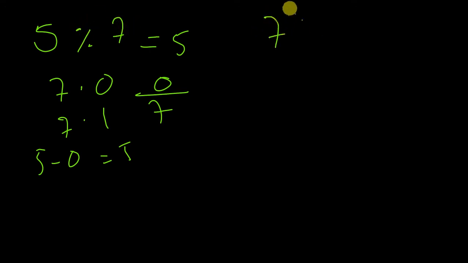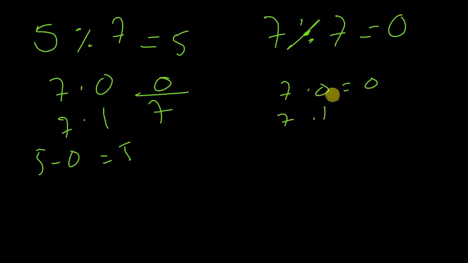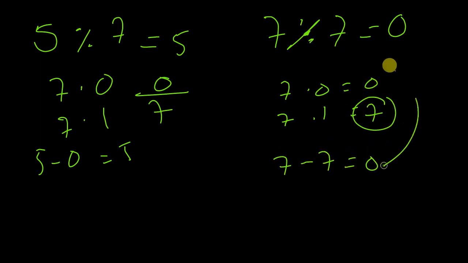When you get to 7, this will make more sense to you now. So 7 modulo 7, everyone knows, is going to be 0. We have no remainder left over. But why? Well, 7 times 0 is 0. 7 times 1 is 7. So we can select this, and then we're doing 7 minus 7 equals 0. And that's how we're getting that number.